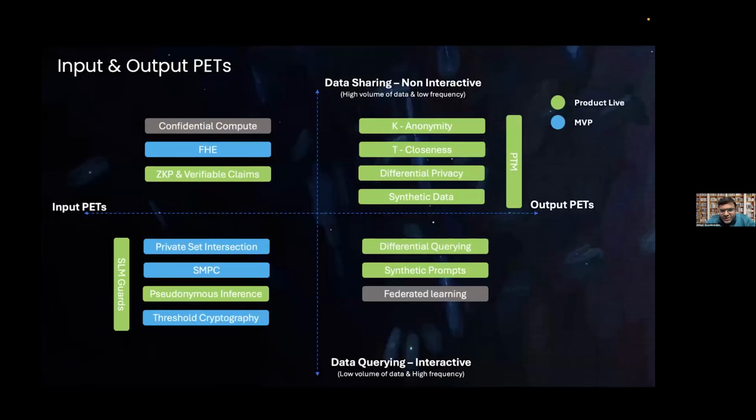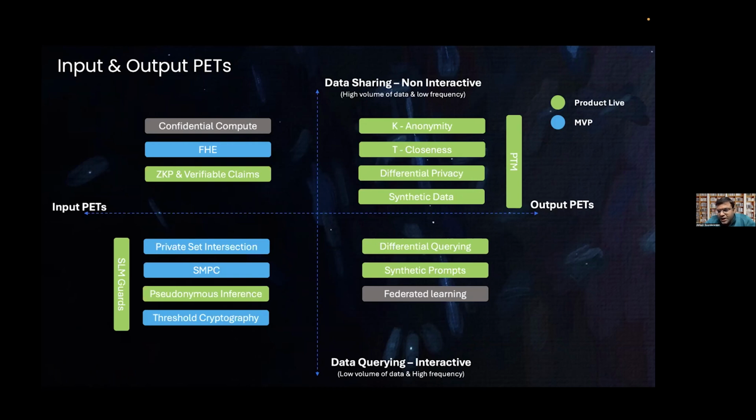So we have tried putting the privacy enhancing technologies, and the technologies within PETs that we have already implemented, in this chart, along with others as well. So this is a 2 by 2 matrix where the x-axis is from input privacy, which is cryptographic in nature, to output privacy, which is more statistical in nature, and the y-axis is from data querying to data sharing, so primarily interactive to non-interactive. And we have technologies like k-anonymity, t-closeness, differentially private data sharing, synthetic data.